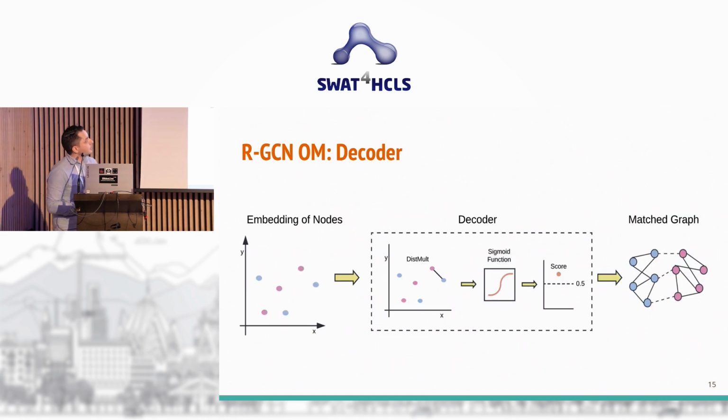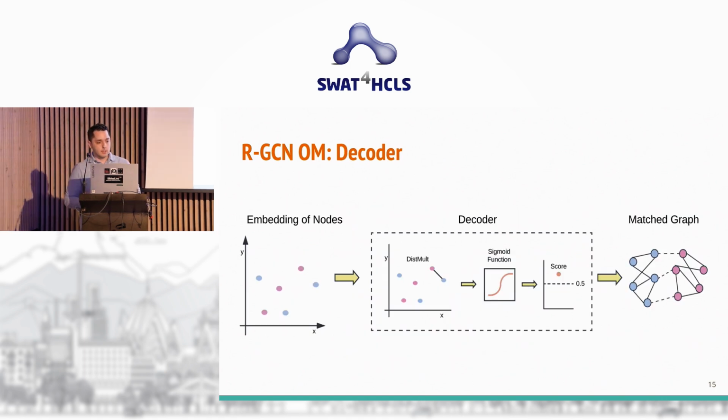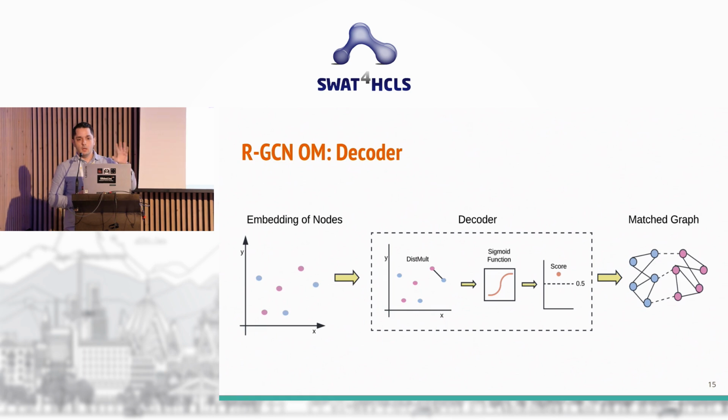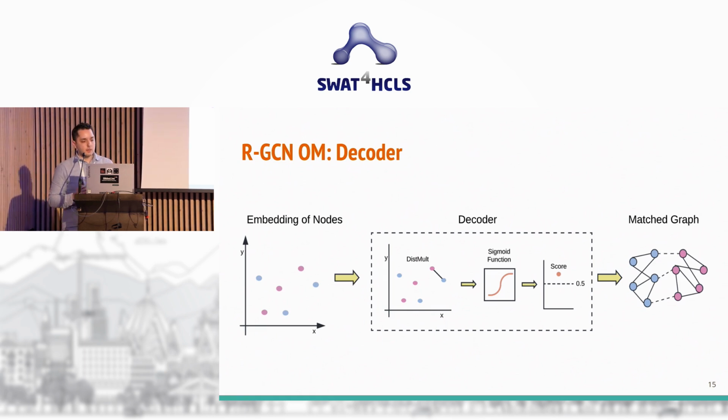And then the decoder takes embeddings from a pair of ontologies, shown in red and blue. The job of the decoder is, between two entities, to compute a sigmoid function or a score function. And if it's above a threshold, then there's a match between the respective nodes.